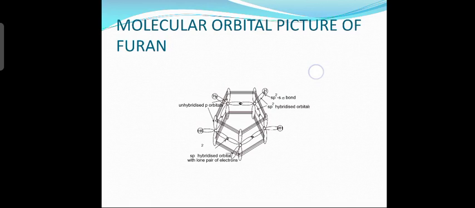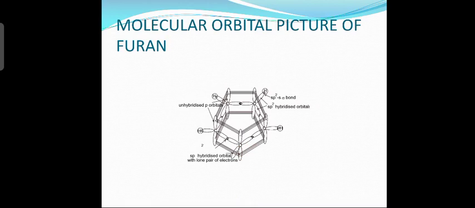You can see the structure over here. So this is carbon, carbon, carbon, carbon and 1 oxygen atom. The oxygen atom is here. That means it is of the shape of a pentagon, with 4 corners occupied by carbon and the terminal corner replaced by what? Oxygen atom.